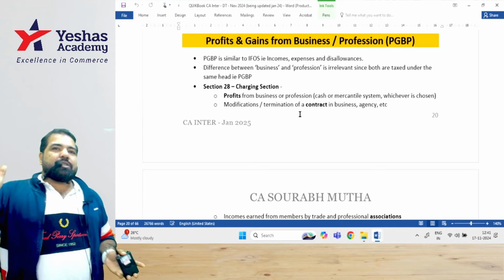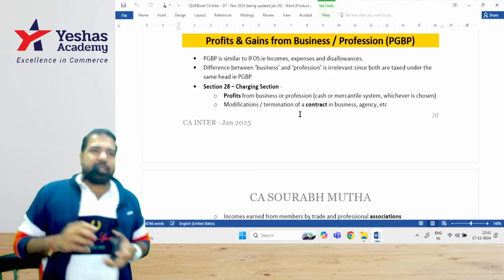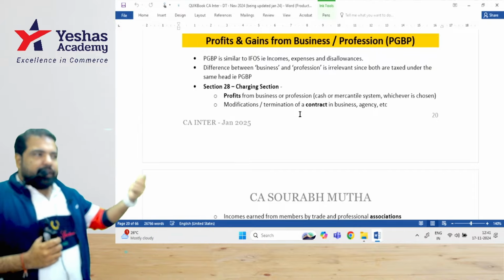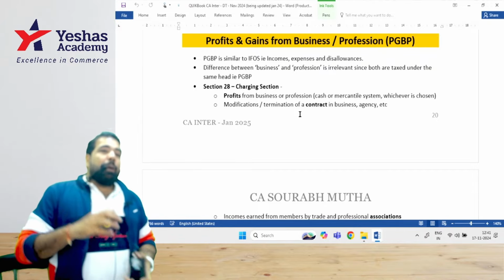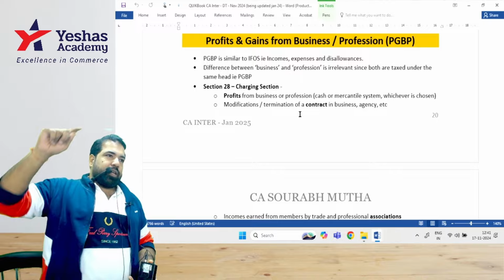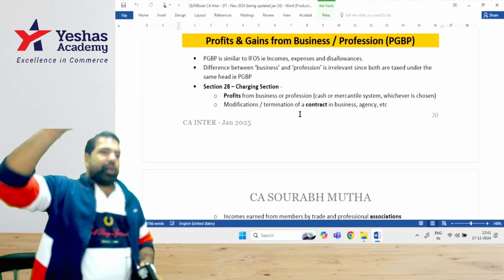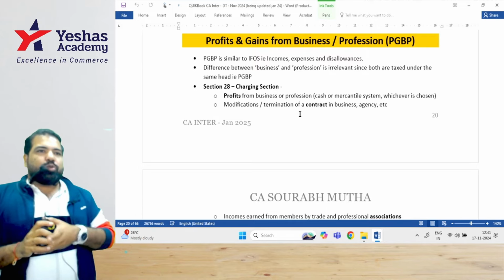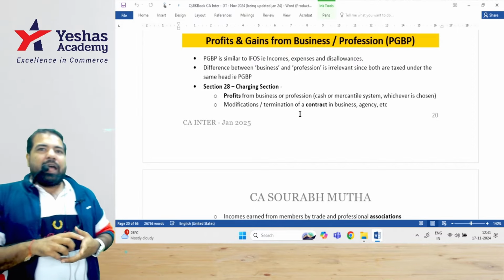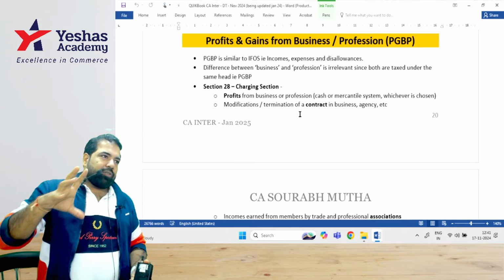In PGBP, guys, is it similar to IFOS? Yes. We have incomes, we have deductions, and we have disallowances. But in the exam, it's an indirect way of asking. They'll give you a P&L account. Will they give you incomes? And they'll give you expenses and they'll give you net profit. You will start with what? Net profit. And then you make adjustments, which I call Diwali Safai.